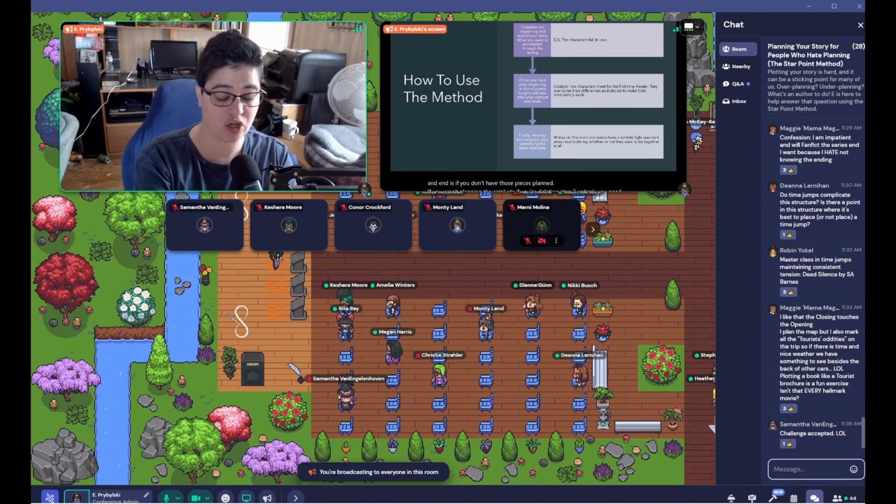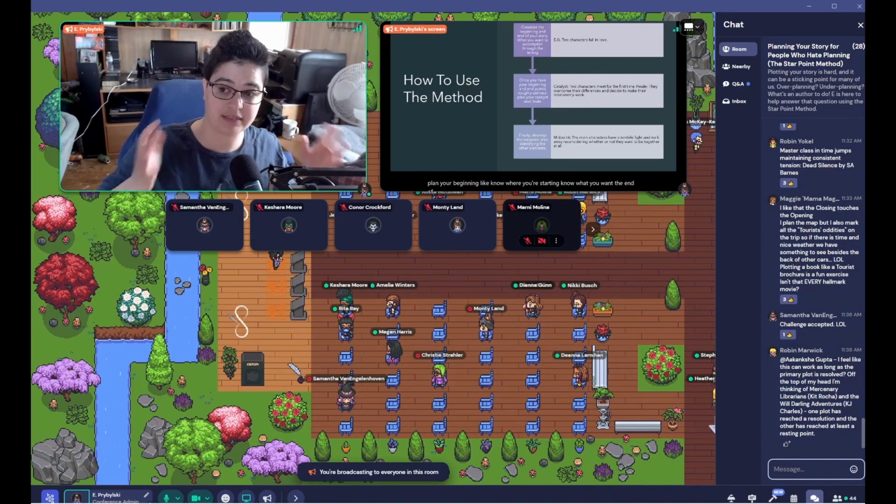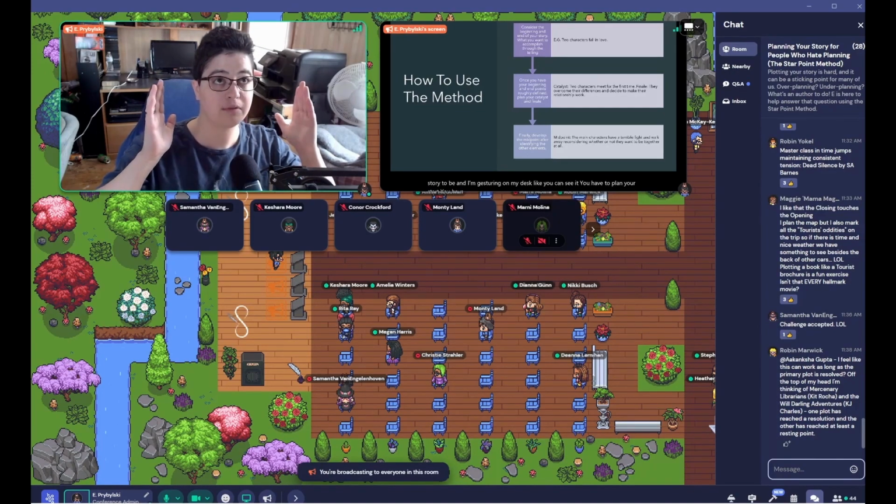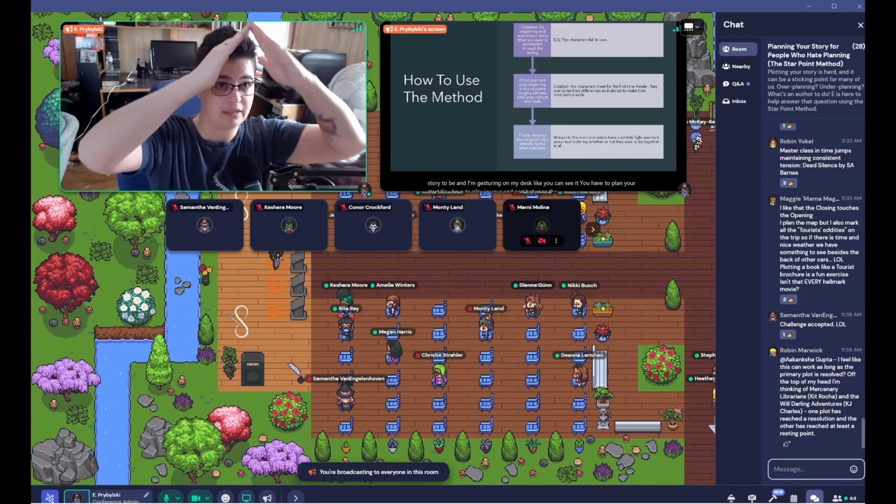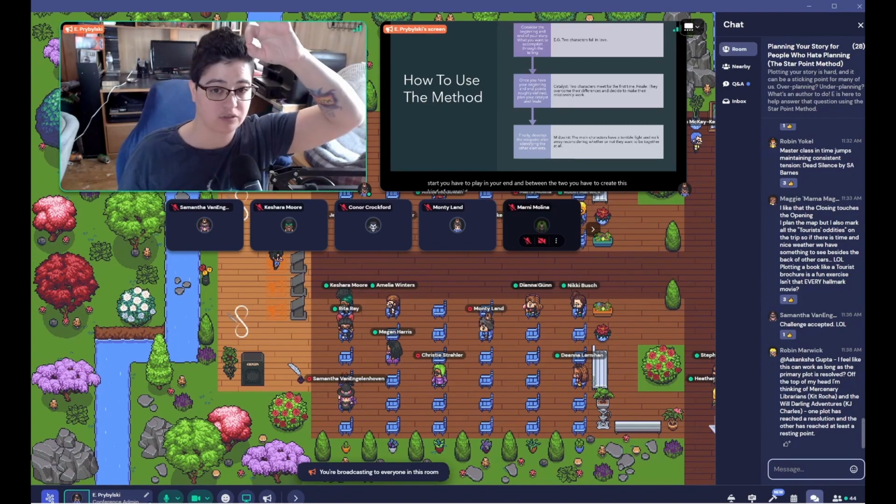So if you aren't planning the catalysts, if you're deleting step 2 entirely, you need to plan your beginning, like know where you're starting, know what you want the end of your story to be, and I'm gesturing on my desk like you can see it. You have to plan your start, you have to plan your end, and between the two, you have to create this kind of pyramid shape. Okay, so what's the moment that's going to be the highest tension between the beginning and end?